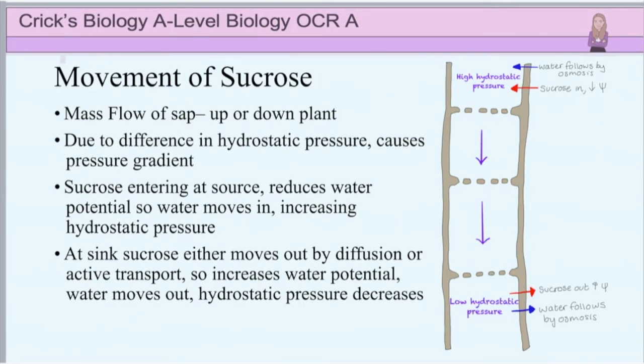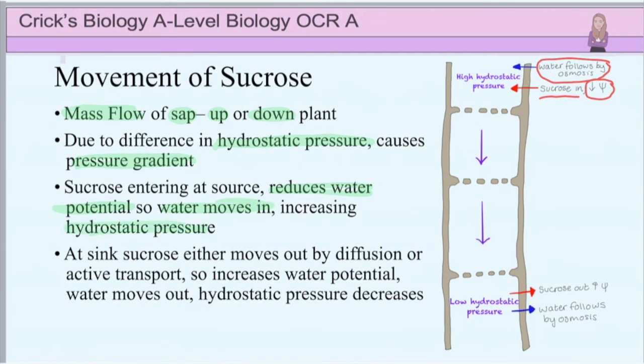Sucrose and other assimilates making up the sap move along the plant by mass flow, up or down the plant as required. This movement is brought about by a difference in hydrostatic pressure, which causes a pressure gradient. At the source, the sucrose enters the sieve tube, and this reduces the water potential. In other words, it makes it more negative. And so water moves into the sieve tube by osmosis and increases the hydrostatic pressure.